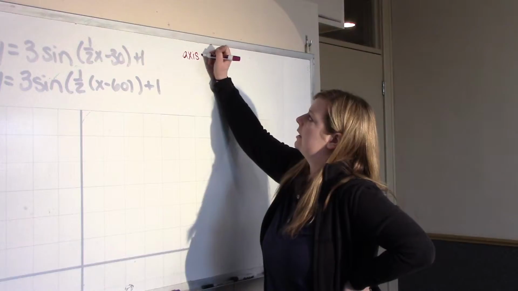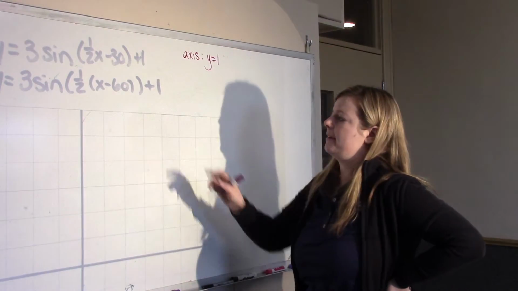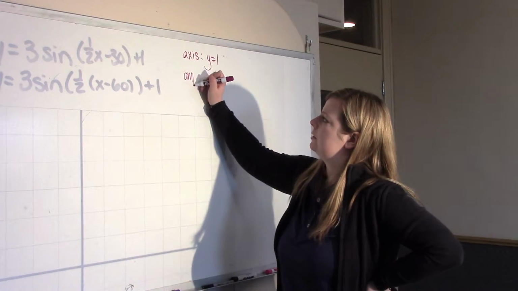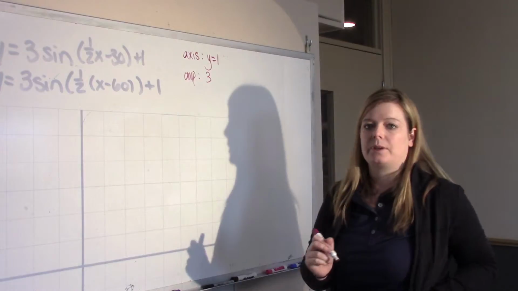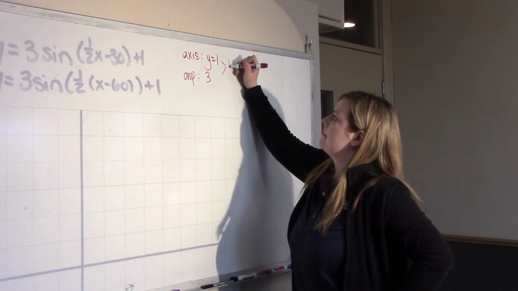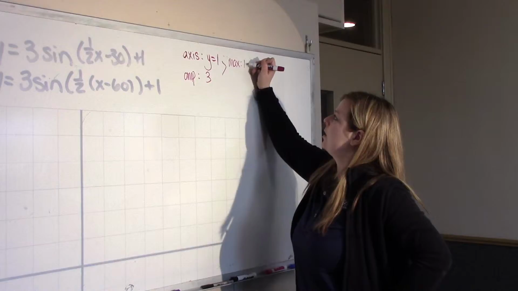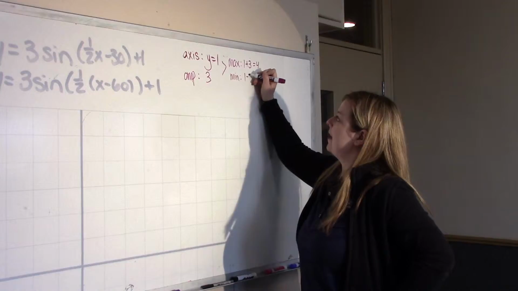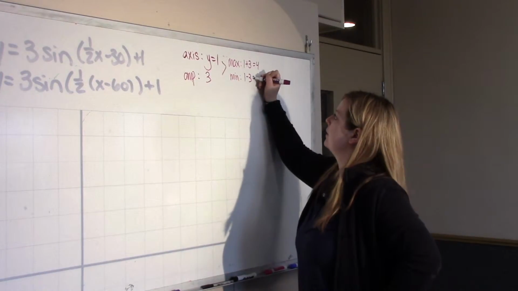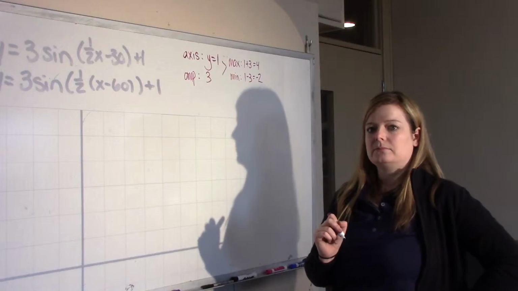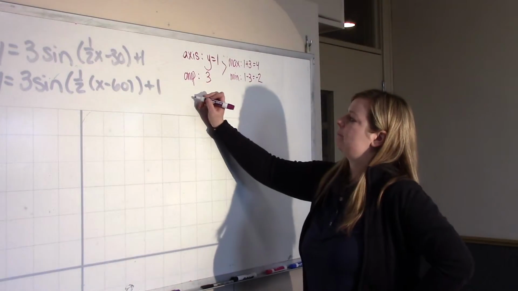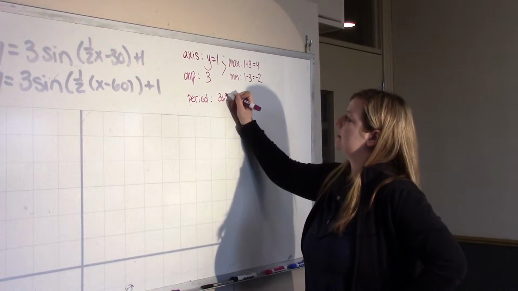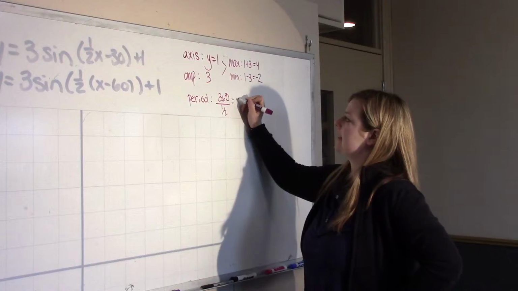First of all, the axis is y equals 1, because our C value is 1. Our amplitude is 3. So that means my maximum is 1 plus 3, which is 4. And my minimum is 1 minus 3, so my axis down 3, which is -2. My period is 360 divided by a half, so that's 720.